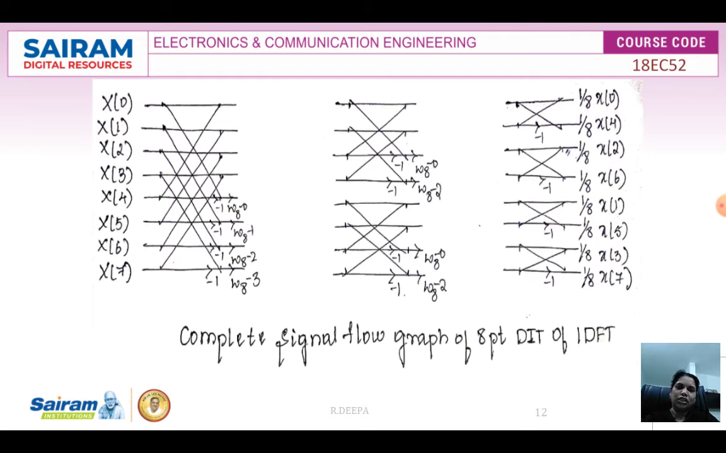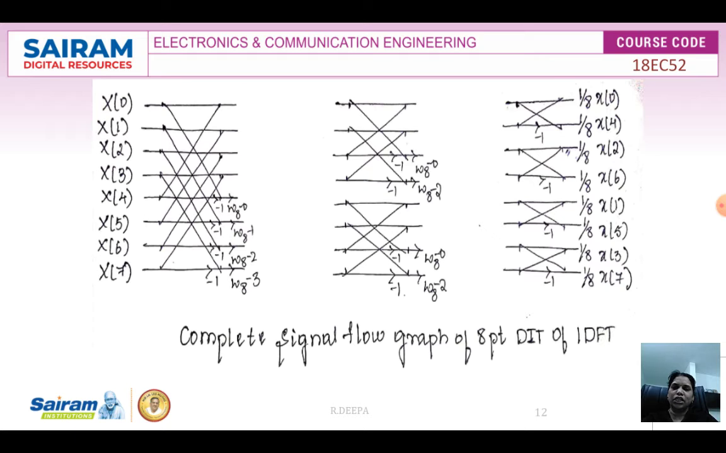Each and every output in the final stage has to be multiplied with 1 by 8. Why? Because the IDFT expression starts with 1 by N, and here N is equal to 8. So each and every output you have to multiply with 1 by 8. This 1 by 8 depends on what N is given. Since N is equal to 8, I am multiplying with 1 by 8. For example, if N is equal to 4, you need to multiply with 1 by 4 at the end. So this is about the flow diagram.